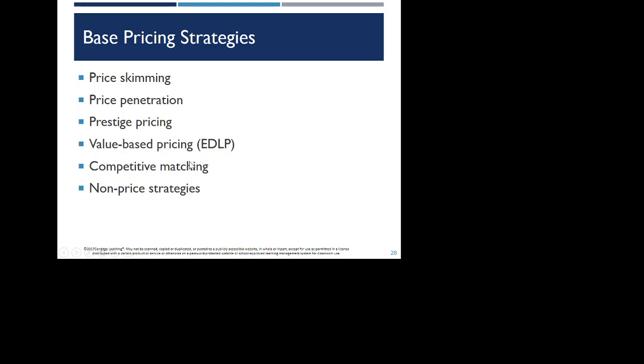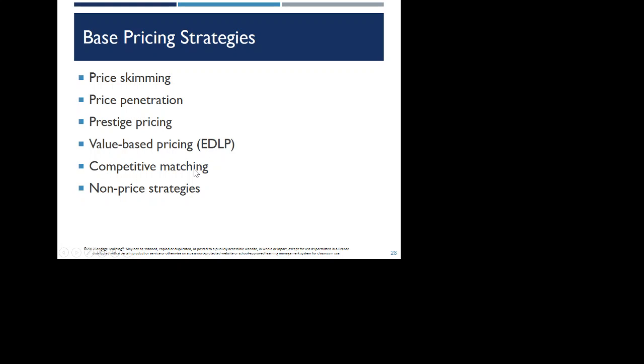Base pricing, I know we've talked about these in other classes. Price skimming, you're going to set a high initial price to capture innovators and early market share. Price penetration, you start with a low price just to build market share as quickly as possible. Prestige, we just kind of mentioned already.